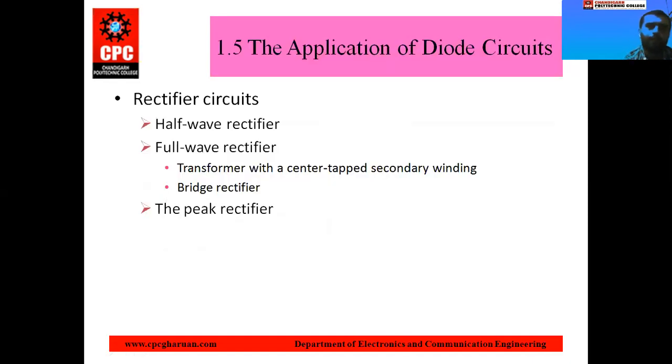Next is the application of diodes. The main application of diode is rectifiers. There are different types of rectifiers: half wave rectifier, full wave rectifier, and peak rectifier. The second application of PN junction diode is clipper circuits, clamper circuits, and wave shaping circuits. All are formed with the help of PN junction diode. When we want current to flow in one direction only, in that condition we use a PN junction diode.